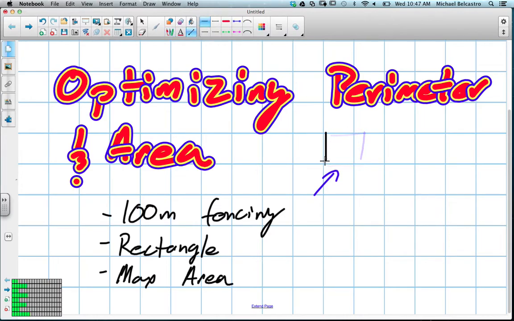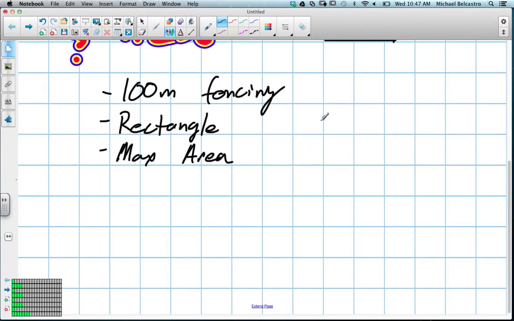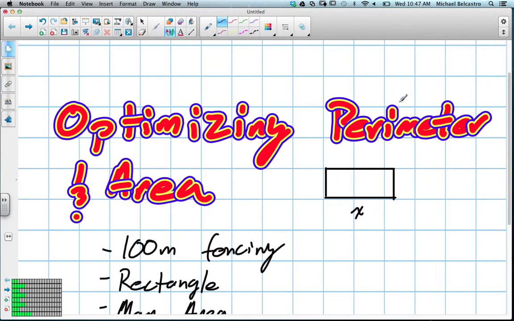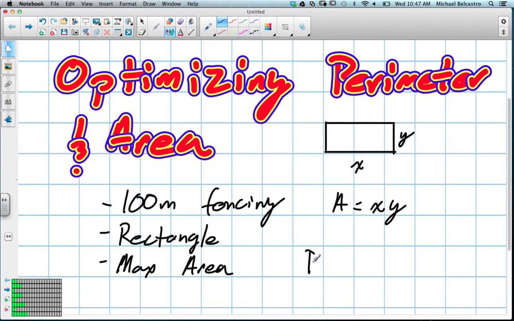Okay? So we have some rectangle, and what we're going to do is create, like we should with all optimizing questions, a composite equation. So we have two equations. Our first one being the area. We'll call this x, and y. Okay? So area is essentially your x times y. And your perimeter is 2x plus 2y. Okay? So we have two x's to add and two y's to add. This is our perimeter function.